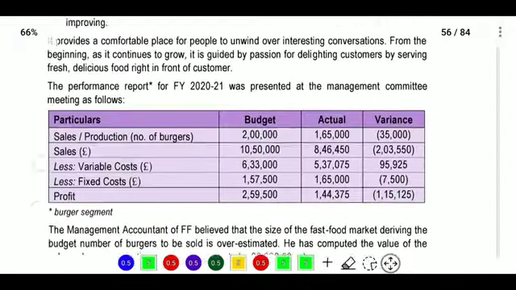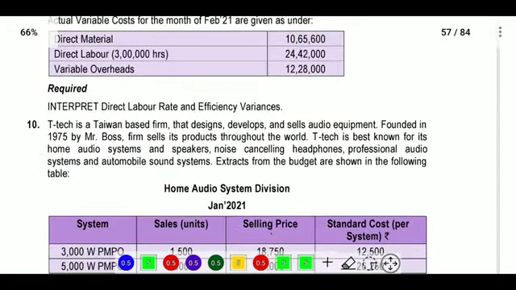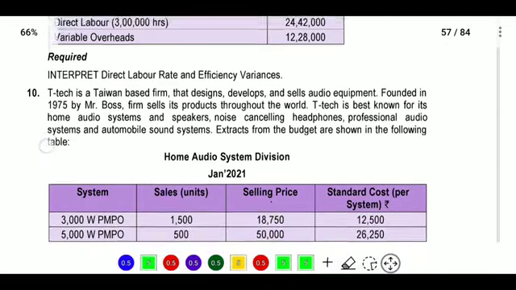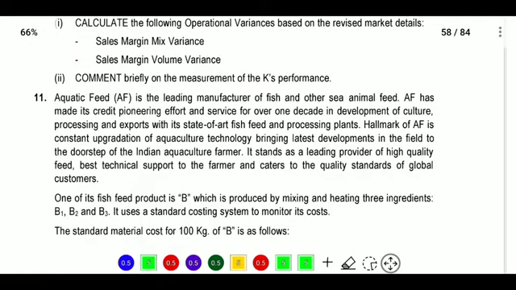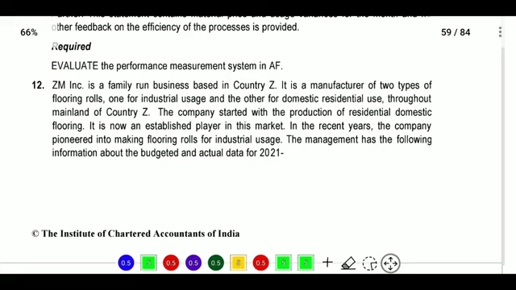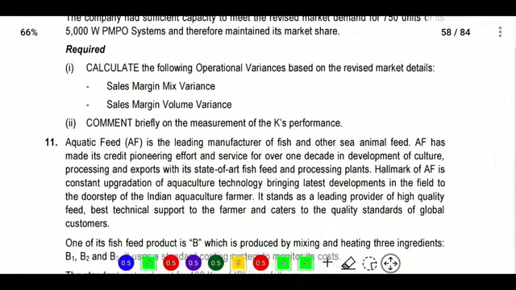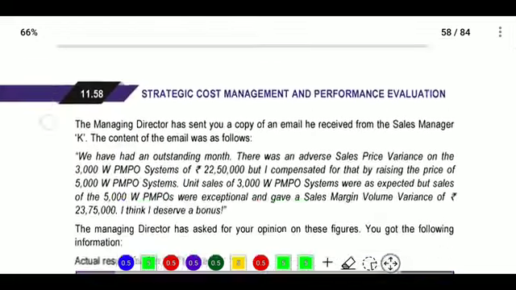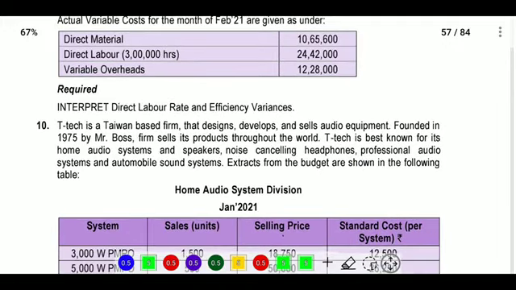This is reconciliation of profit. First one we will discuss tomorrow. Ninth one also we will discuss later. And the 10th one, the 11th one, which is Aquatech feed. Next, the 12th one will be ZM. Now I will discuss only one. I have only five or six minutes, so I will complete this question, the T-Tech company question. Next, we will discuss all the other questions later. I will complete it next class.